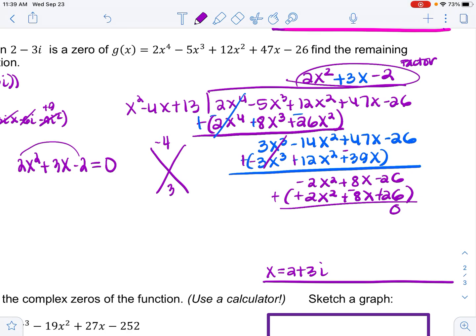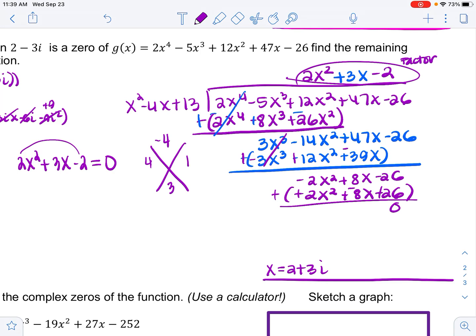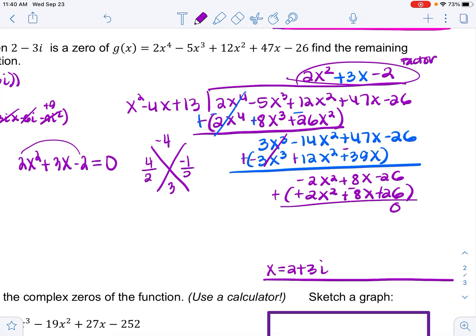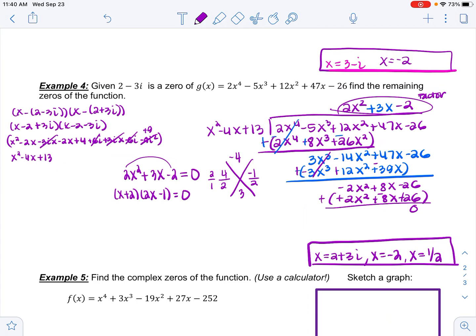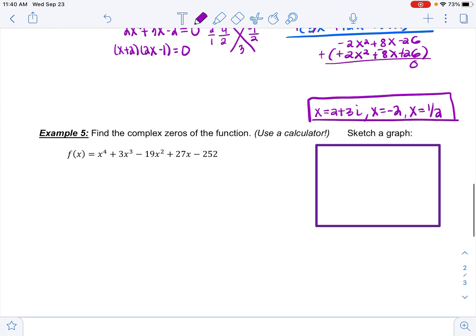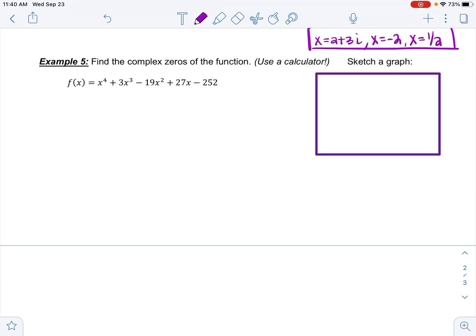Two numbers that multiply to give me negative 4, because 2 times negative 2, and add to give me 3. I can do that. So 4 and 1, and one of them has to be negative. That'll be that one. Divide by the lead coefficient of 2. This simplifies to 2 over 1. So this is x plus 2 times 2x minus 1. And I get x equals negative 2 and x equals 1/2. And there's my 3 additional zeros. Notice we pull everything from this chapter together to do this type of problem.